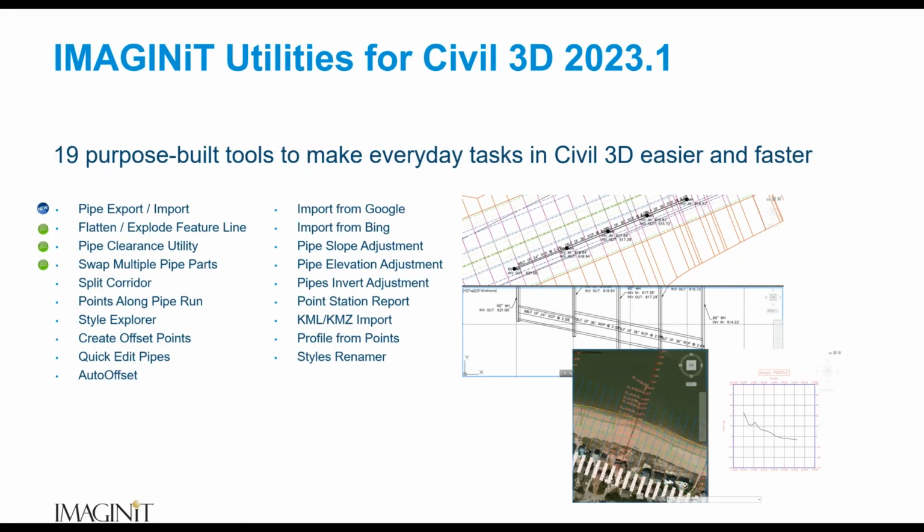So what are the IMAGINiT utilities for Civil 3D? Basically, they are 19 purpose-built tools that make everyday tasks easier. They got their start because I am part of a team of 15 or 16 colleagues spread out across North America working with you. All the time we're hearing, hey, it'd be really nice if Civil 3D did this, it'd be really great if Civil 3D did that.